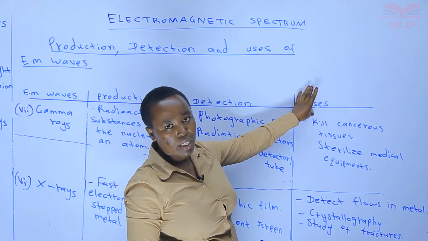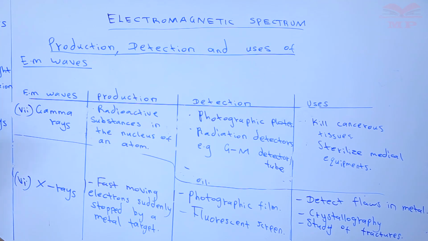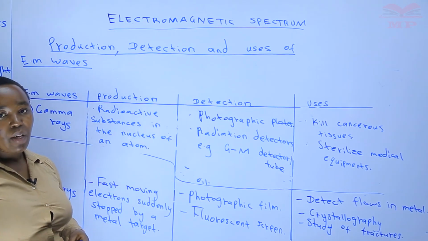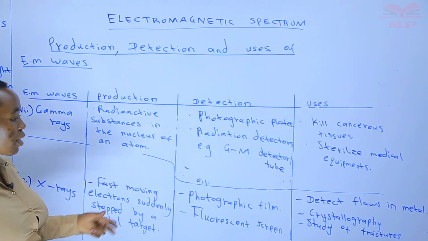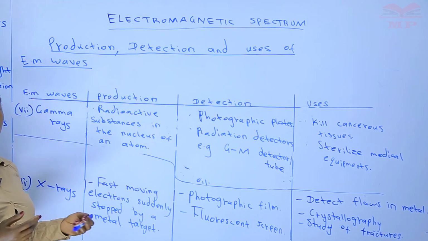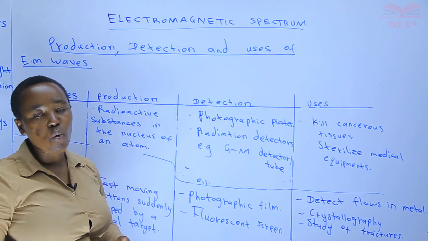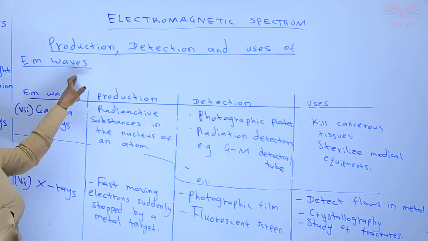So those are the EM waves, how they are produced, how they can be detected, and some of their uses. If you are asked how the X-rays are detected, you should be able to say that they are detected by the photographic film or the fluorescent screen. How are they used? They are used in detecting flaws in metals, crystallography, and the study of fractures. If you are asked how the microwaves are used, you should be able to tell: they are used for heating, drying, and cooking. So that is it on the production, the detection, and the uses of the EM waves.